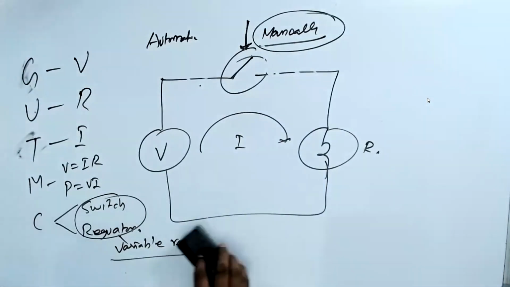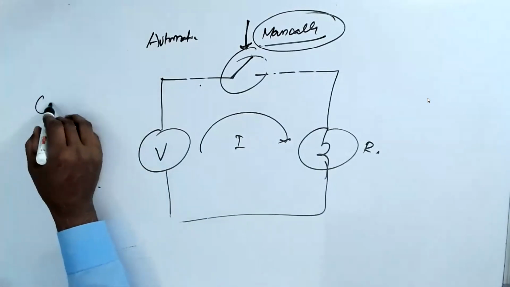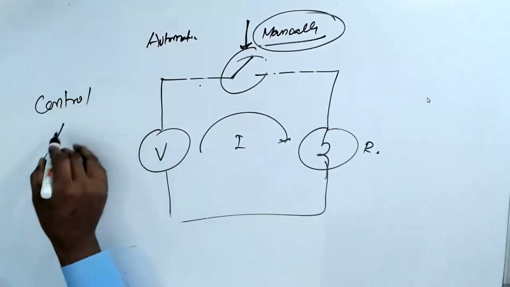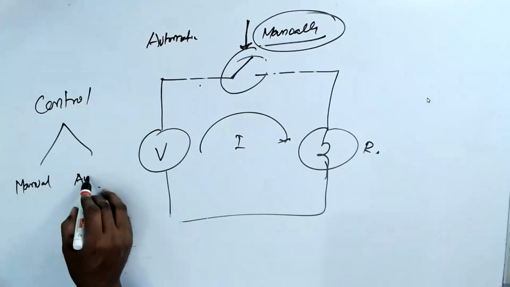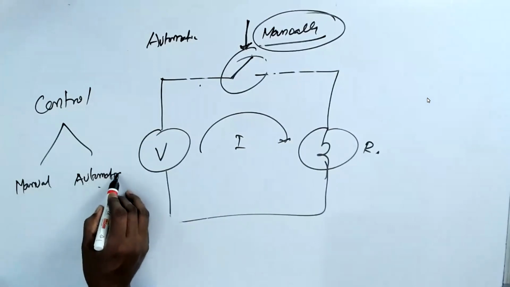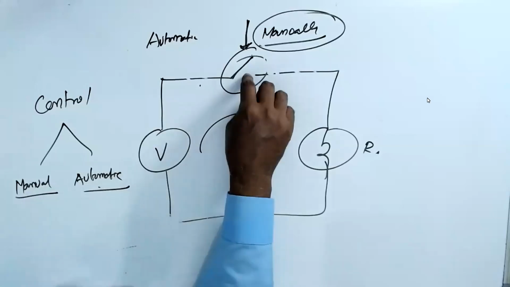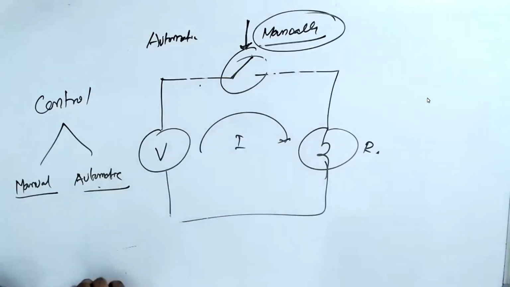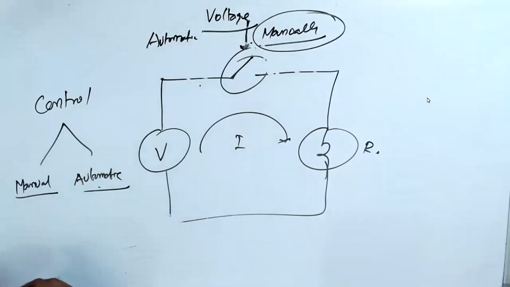Whereas what people wanted, in this control, they want to have manual versus automatic. What is this automatic control? That means that I control the switch or regulator by applying a voltage. Not manually, not by hand. How do we do that?